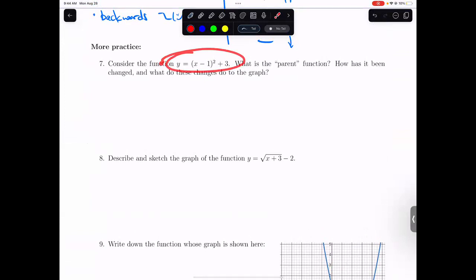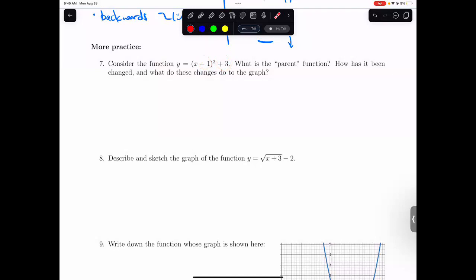Y equals the quantity x minus 1 squared plus 3. What I want you to do is think about what the parent function would be. So basically, what's the shape of the graph? Where did this come from? What are these 2 parameters going to do to change that? How do those change what's going on there? And then what does that do to the graph? I didn't say sketch the graph, but sketch the graph.